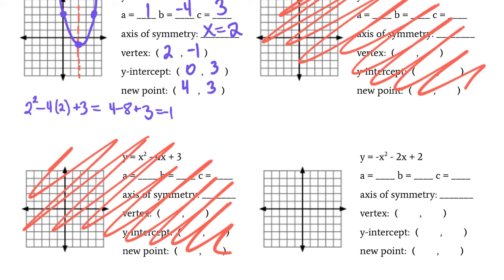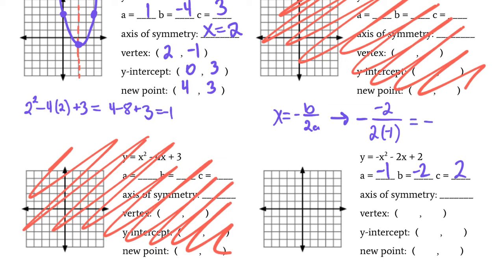Alrighty, one more. This time we have y equals -x squared minus 2x plus 2. So my a value is -1, my b value is -2, my c value is +2. So to find my axis of symmetry, x equals -b over 2a. So I have a -2 on top, 2 times -1 on bottom.